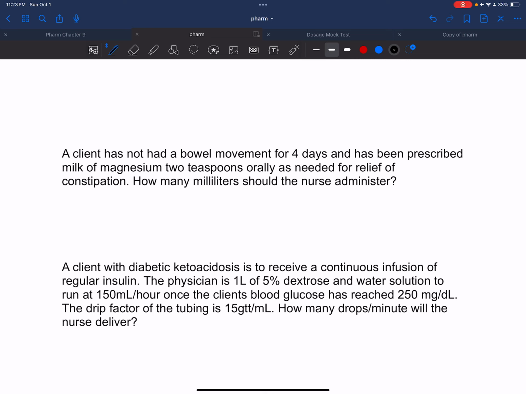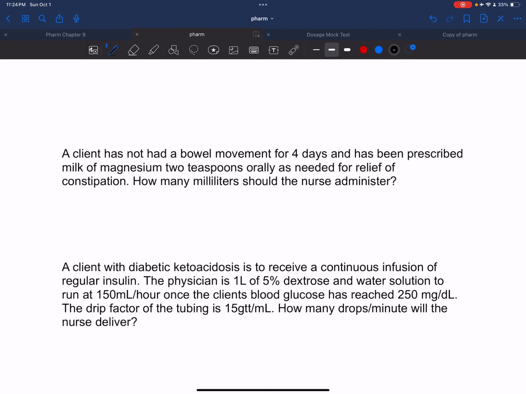Okay, so the question says a client has not had a bowel movement for 4 days and has been prescribed milk of magnesia, 2 teaspoons orally, as needed for the relief of constipation. How many milliliters should the nurse administer?